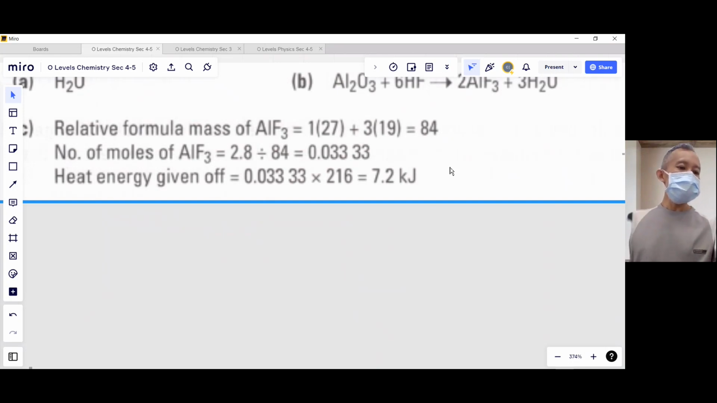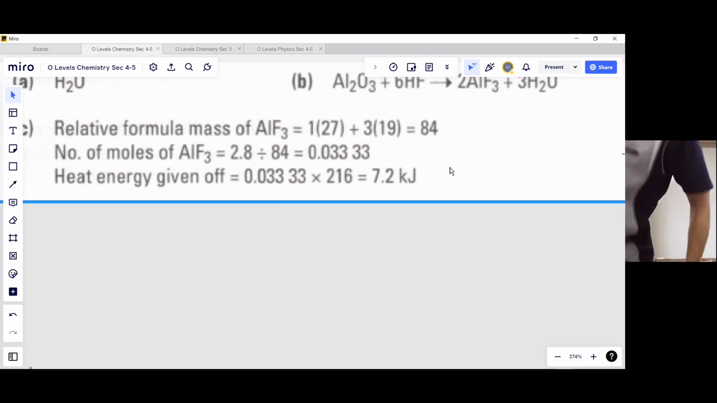Before we finish, let me quickly go through the rate of reaction.